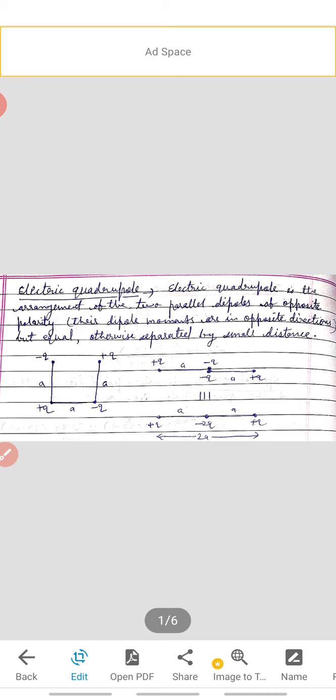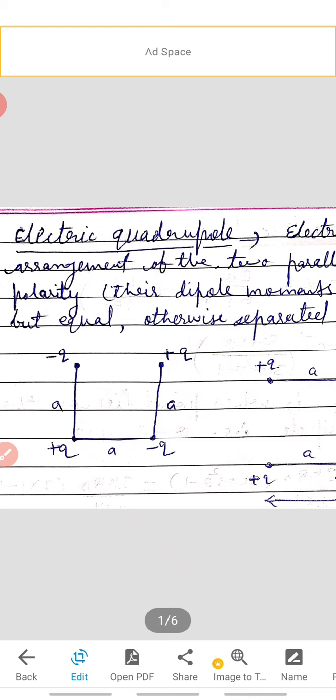What is an electric quadrupole? An electric quadrupole is the arrangement of two parallel dipoles of opposite polarity. That means their dipole moments are in opposite directions but equal, separated by a small distance. This is the definition of an electric quadrupole and the diagram representing the arrangement of an electric quadrupole.